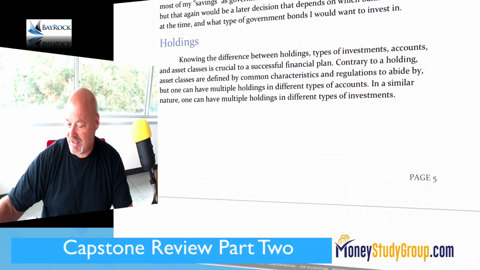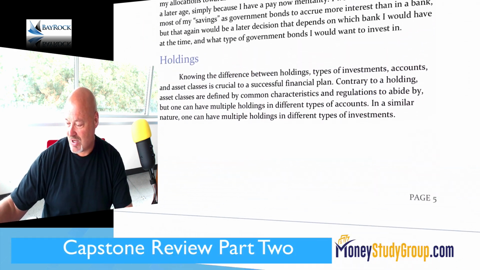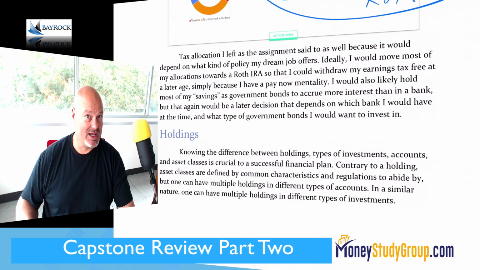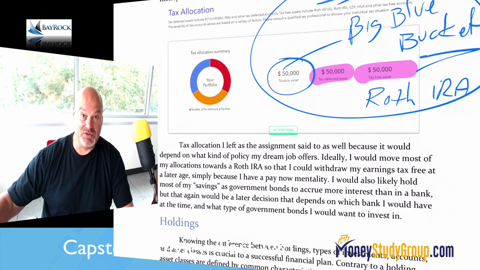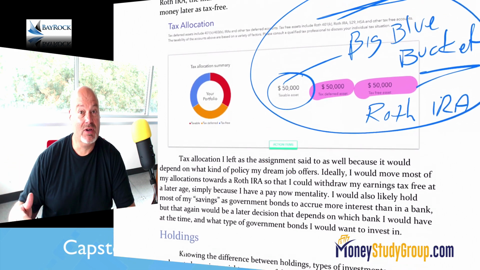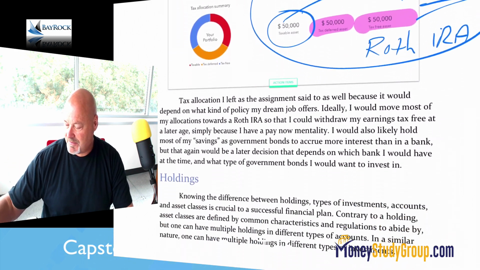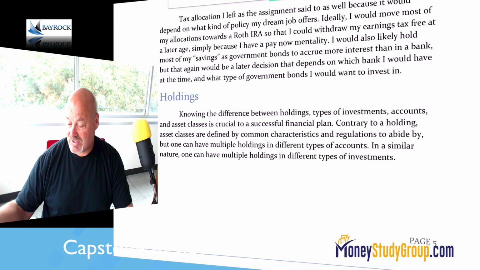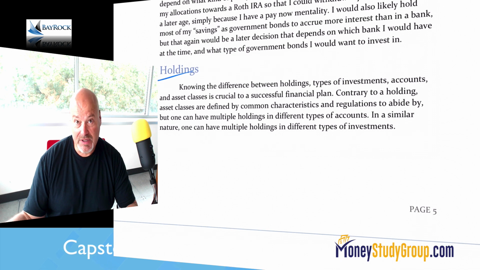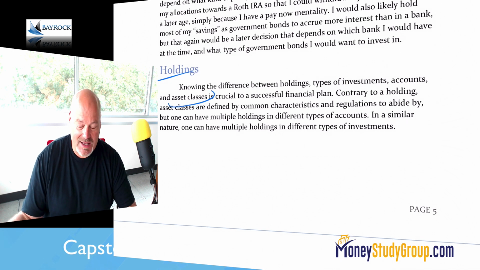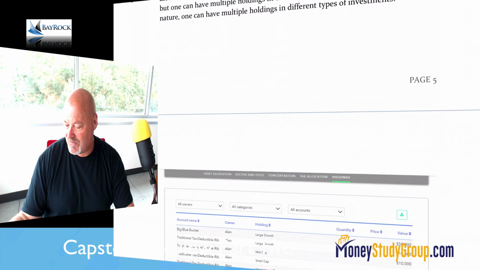So again, this is what the student was talking about. They got the tax allocation correct, and most of you did as well, and you won't have to do anything except include that in your capstone report. The student went on to give me some helpful brief narrative about holdings, in other words, asset classes in the plan. So that was helpful.